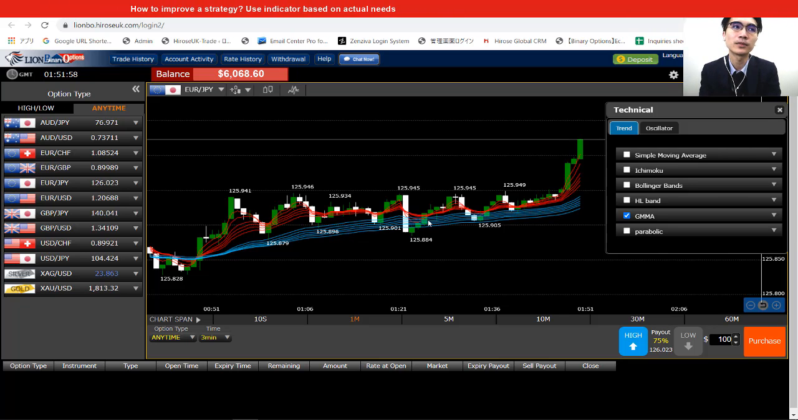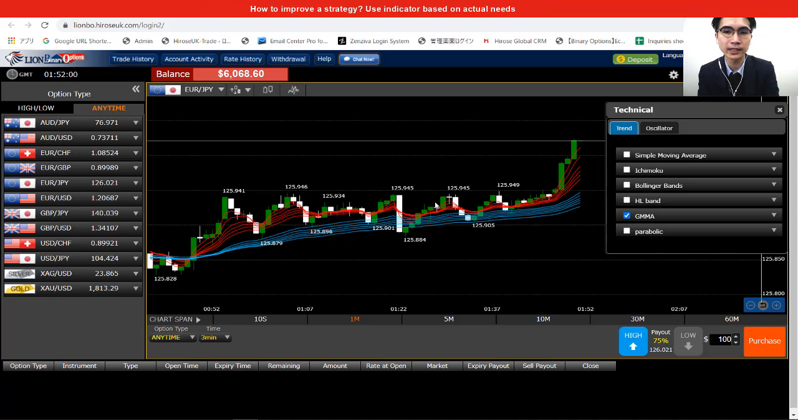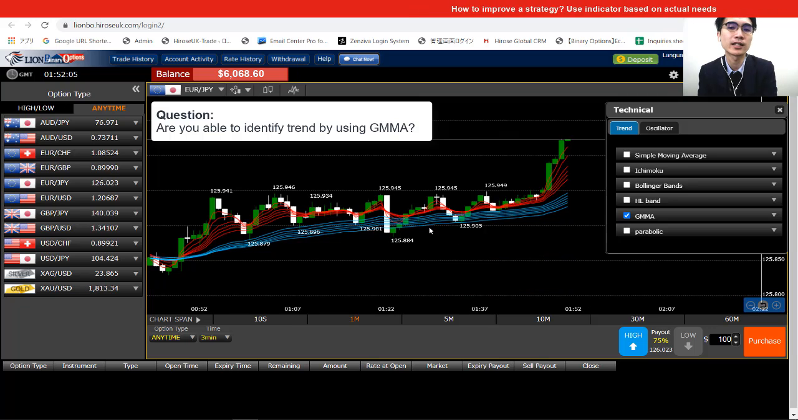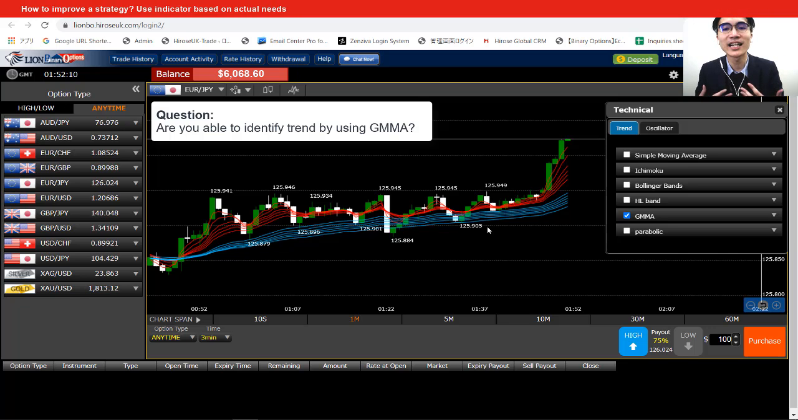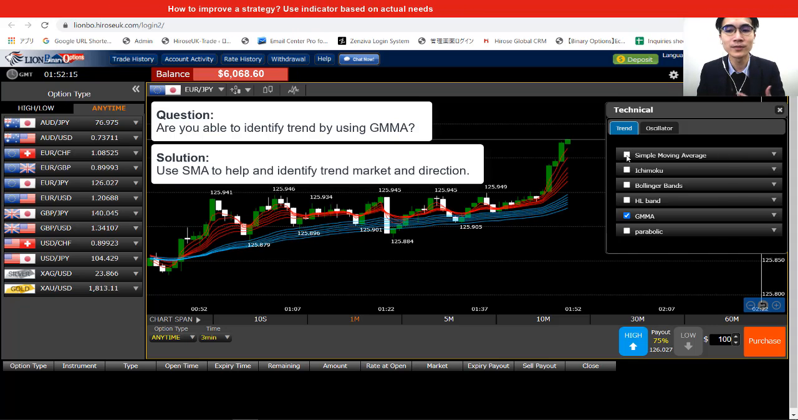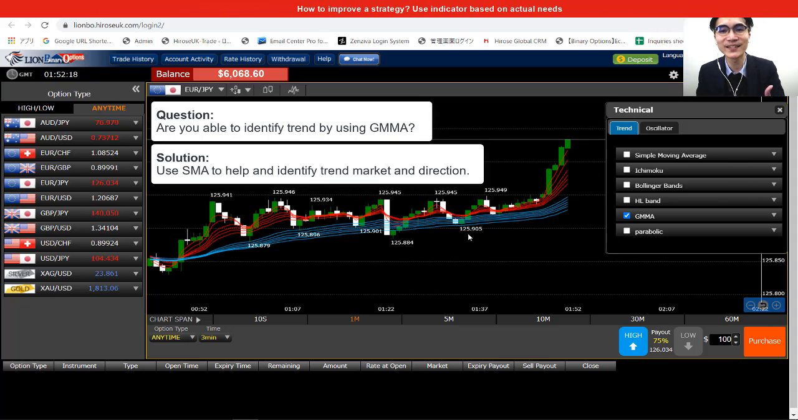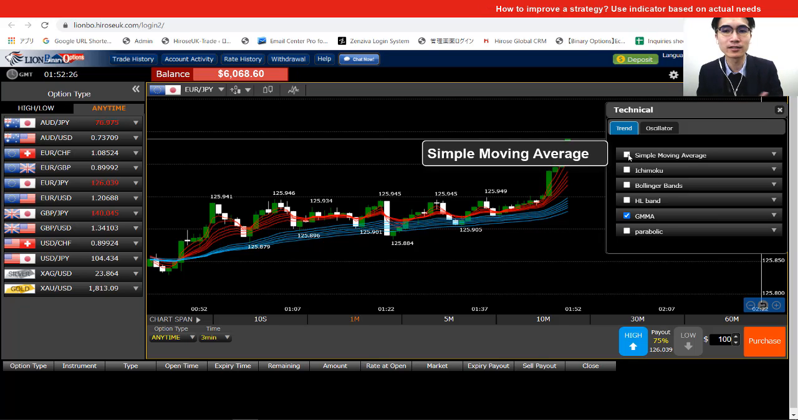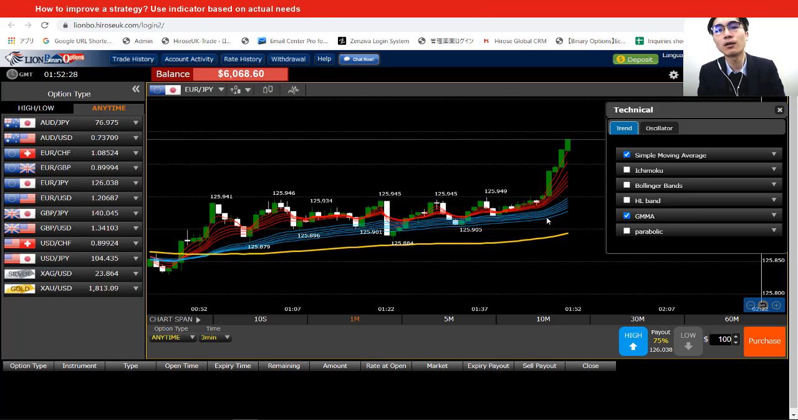Now the GMMA is a trend following indicator. In order to use the GMMA, we need to identify that the market is in a trend market. So you need to ask yourself, am I able to identify a trend market by only using the GMMA? Not everyone is able to do that. So I will insert another indicator, which is the simple moving average. Put a tick on simple moving average first.